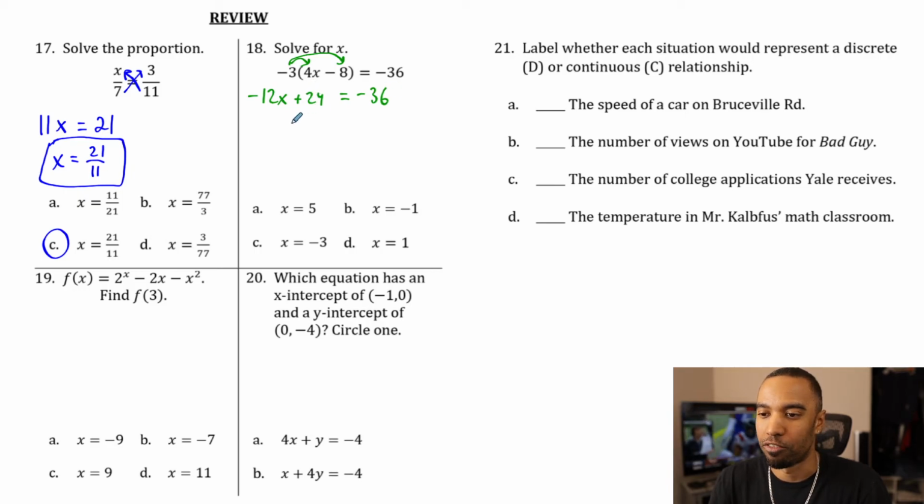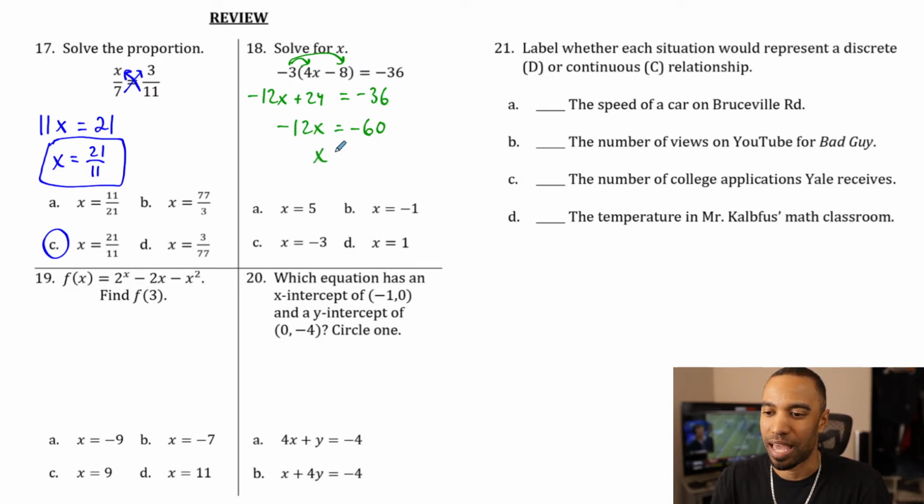All right, subtract 24 from both sides. You get negative 12x equals negative 60. Another mistake people might make: if you subtract negative 24, you might accidentally make yourself negative 12. That's where you can get a wrong answer as well. So I'm tricky like that, guys. You got to be careful with me tricking you.